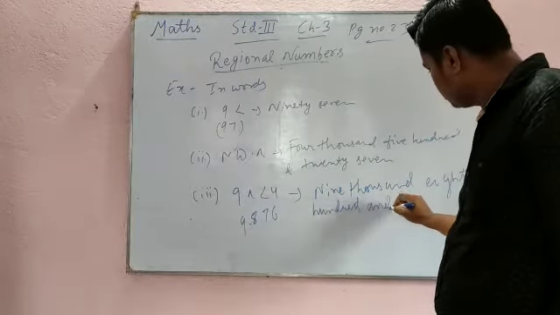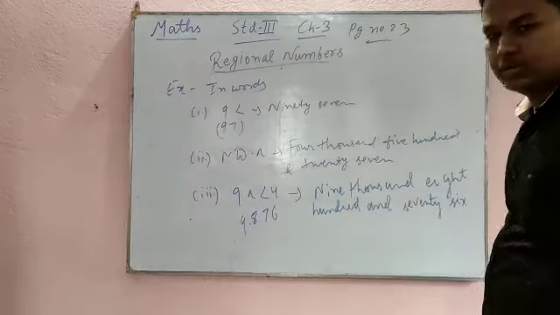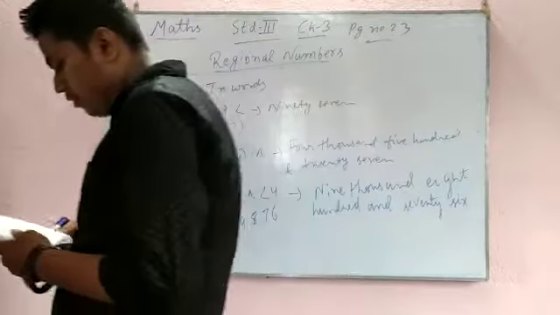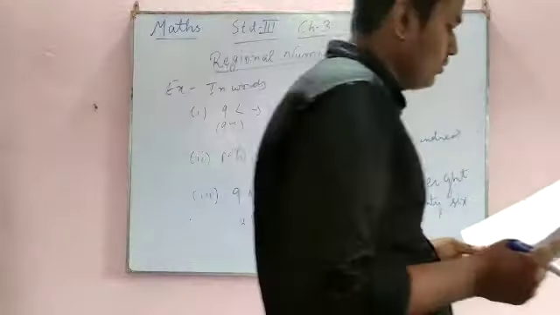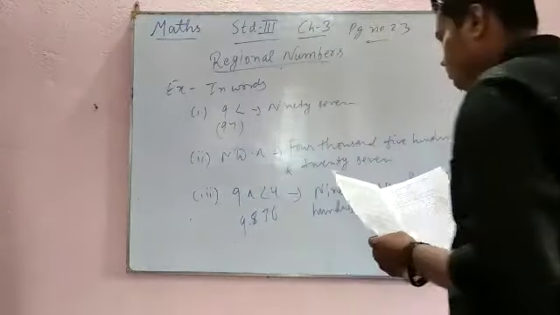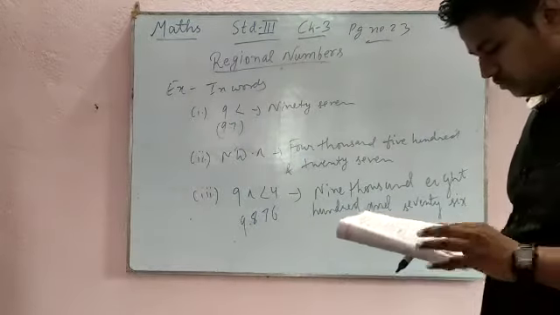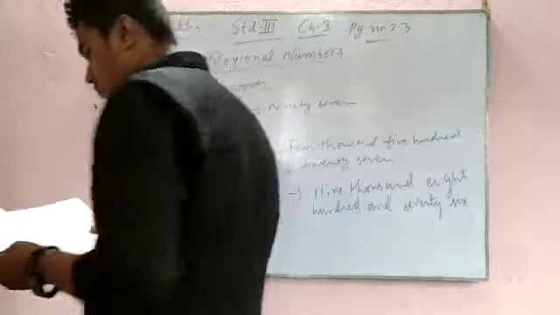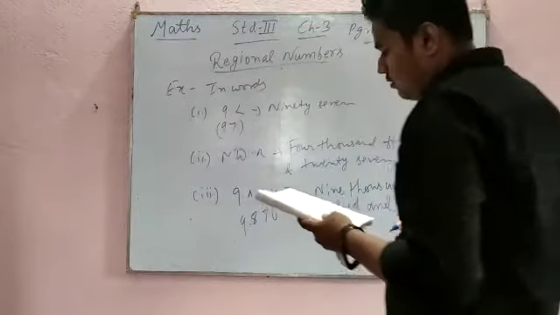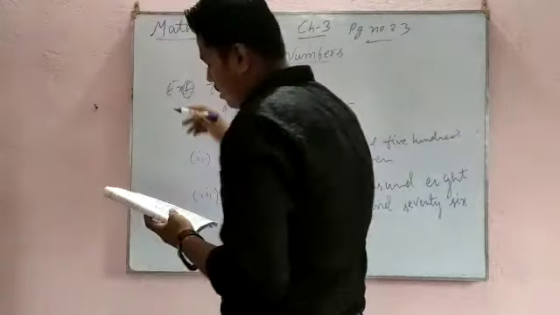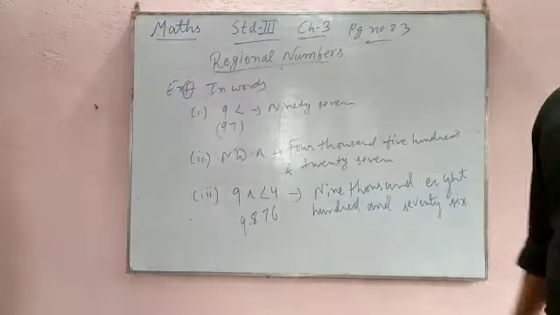and 76. Okay, students. Now I will go for the next example. Your next topic is Roman numerals. So directly come to page number 24, example number 5. This one is your example number 4. Now come to example number 5, page number 24. Please note down all this in your classwork copy.